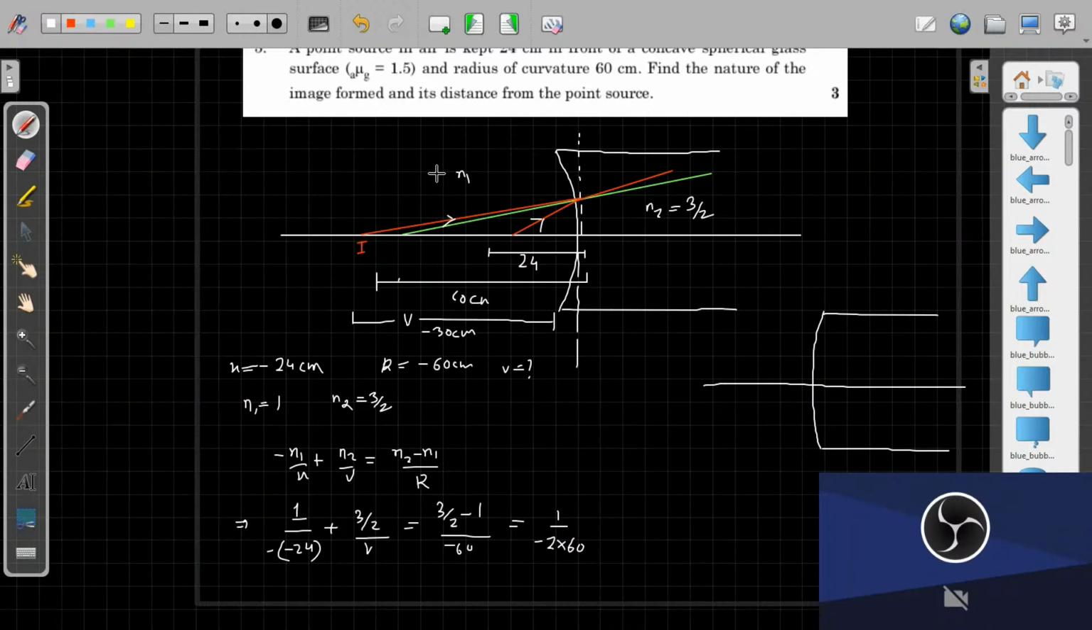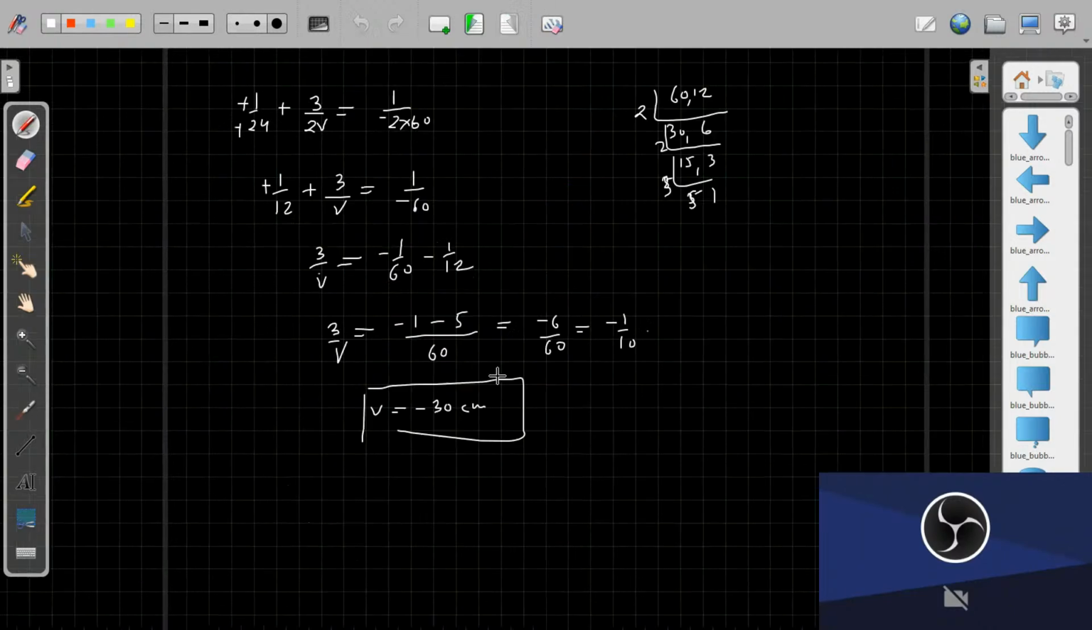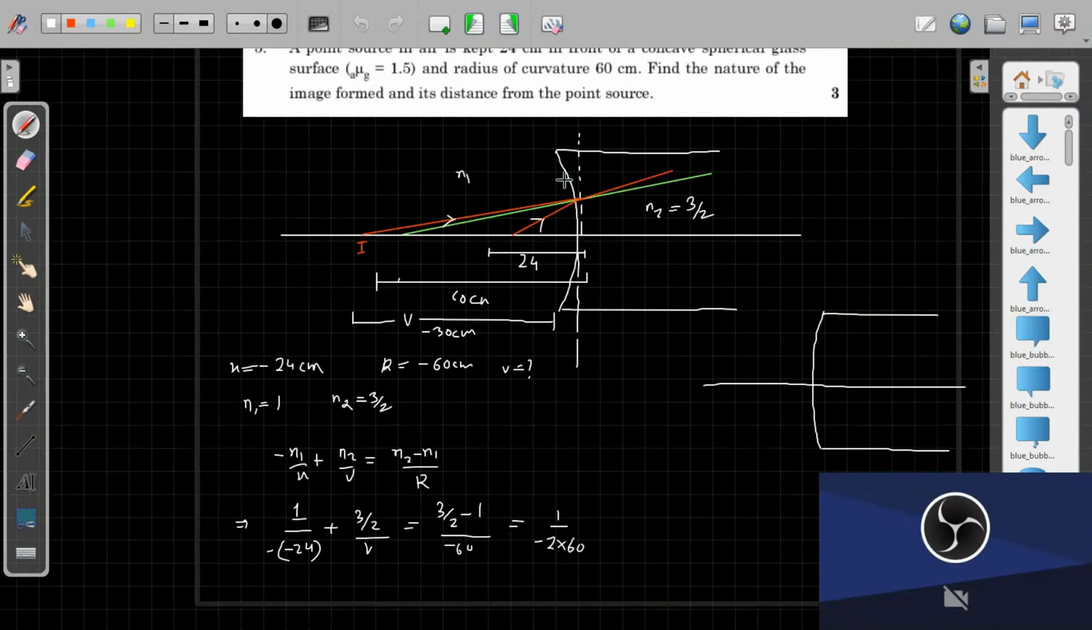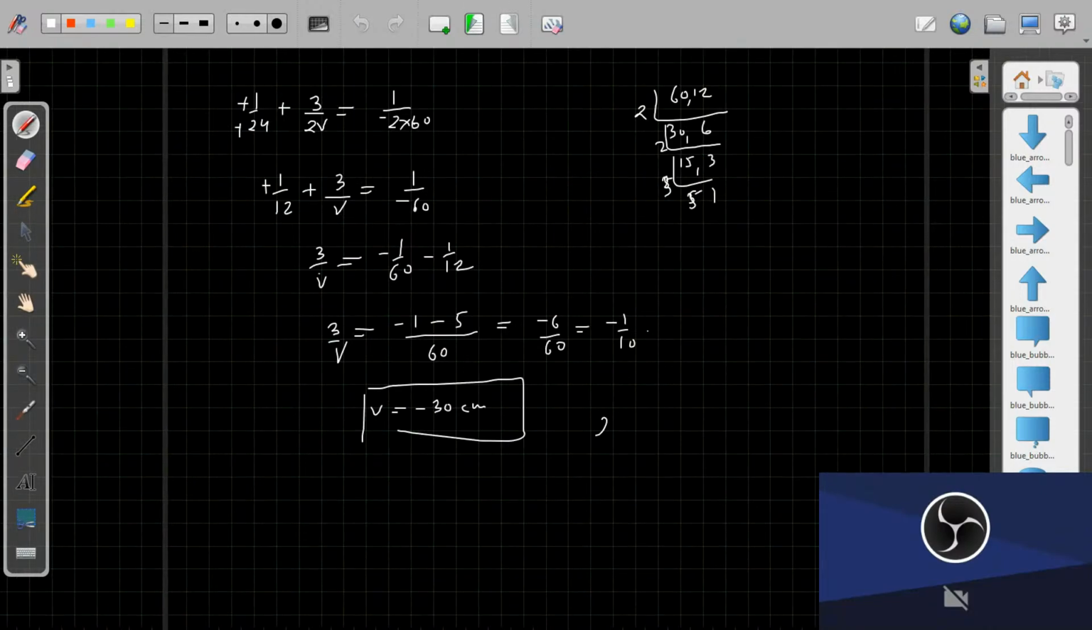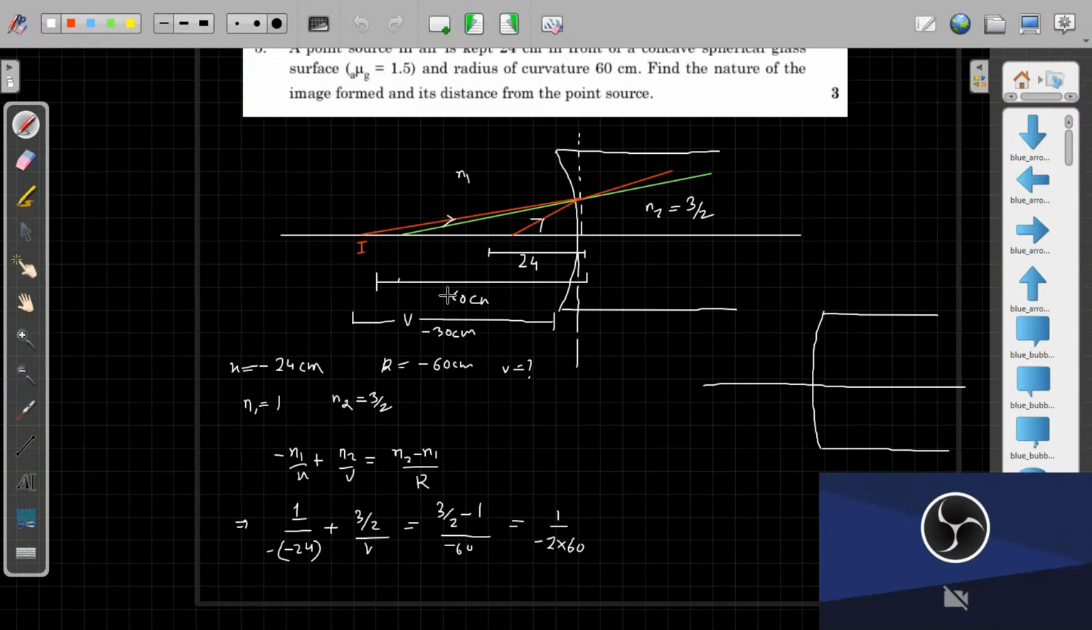So how much is this? Then find the nature of the image from the any distance from the point source. If you stop here, how much are the marks? It is 3 marks. You are going to get 2.5 marks. So last part is this.